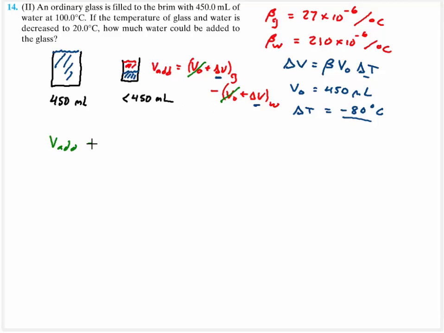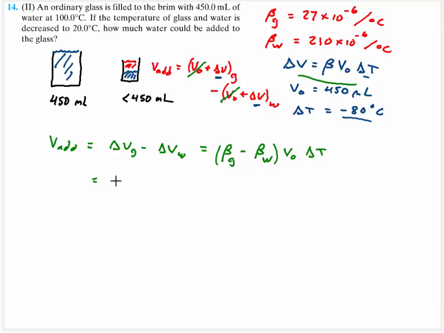So the volume that I can add is simply going to be the change in volume for the glass minus the change in volume for the water. And I can use my change in volume expression to say, hey look, the initial volume and the change in temperature are going to be the same. So this is going to boil down to the coefficient of volume expansion for the glass minus the coefficient of volume expansion for the water multiplied by the initial volume and the change in temperature.